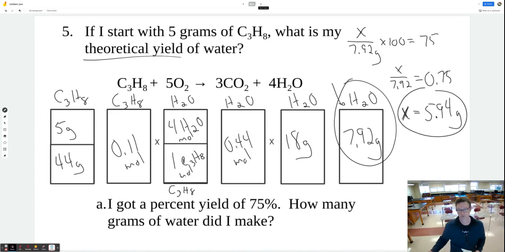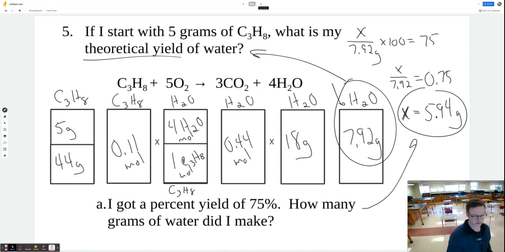Okay, and depending on how comfortable you are with percentages, really what you're doing is you're multiplying the 7.92 times 75%, and that's how you get the answer. So this is the answer to the second part of the question. The theoretical yield question comes from the box at the end of the equation.